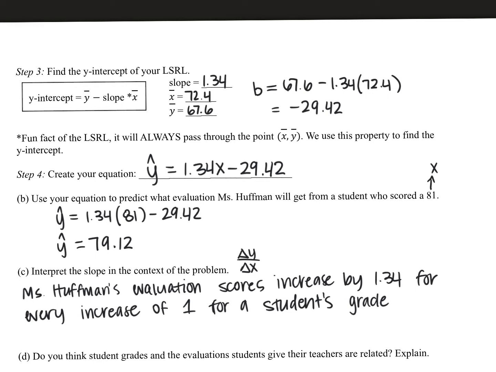Okay. It is important to be able to interpret the slope in context of whatever your example may be. That way you're actually understanding if that slope makes sense, what that slope means. So in this case, we're looking at how an evaluation score changes based on how your grade changes. So as a student's grade increases by 1 point, my evaluation scores are going to increase by 1.34.